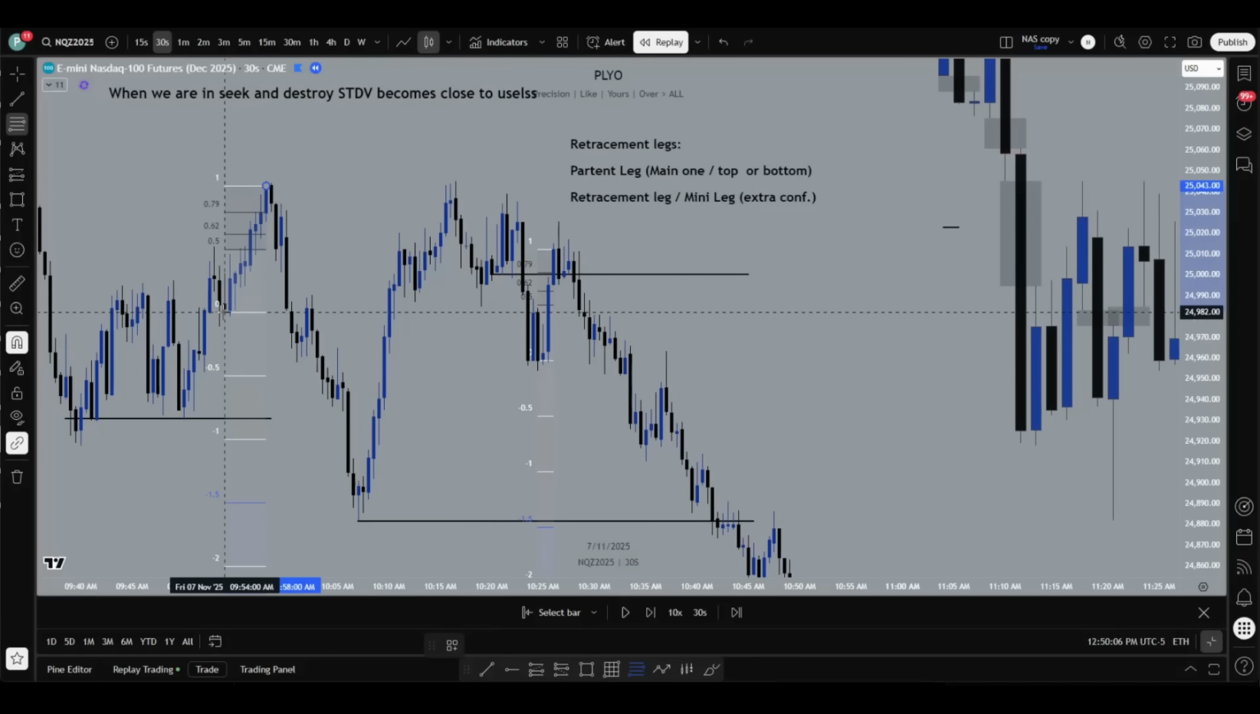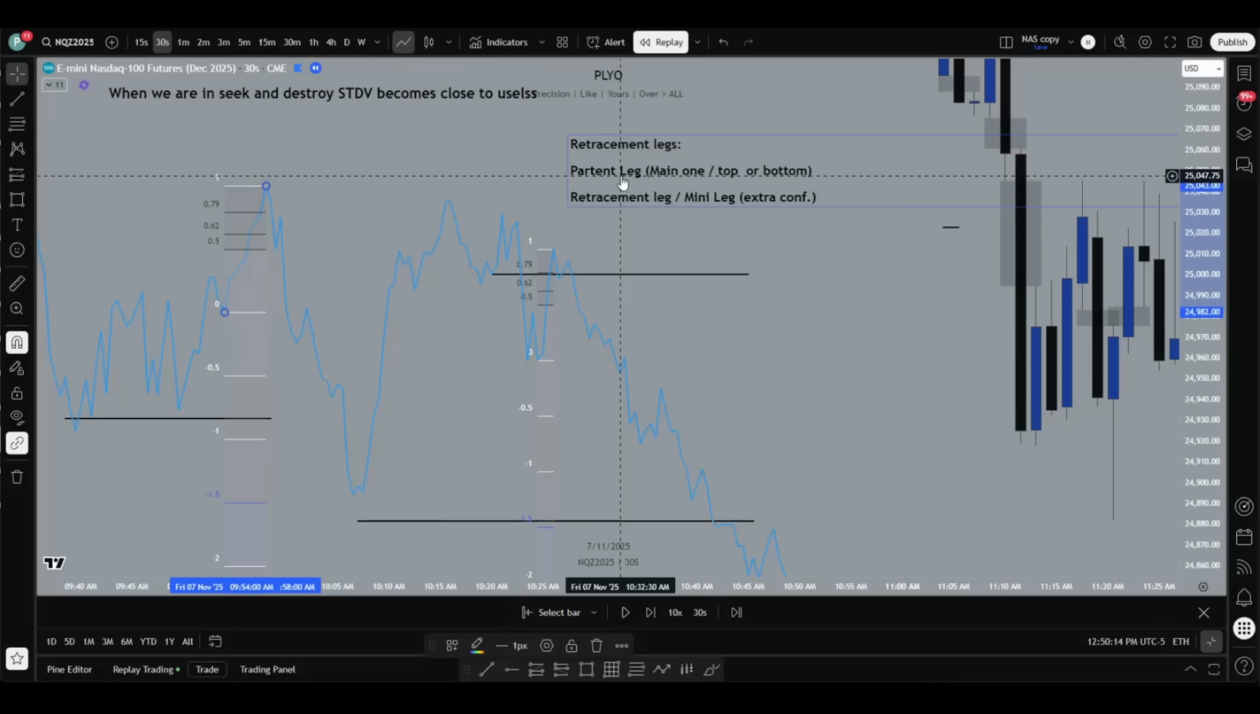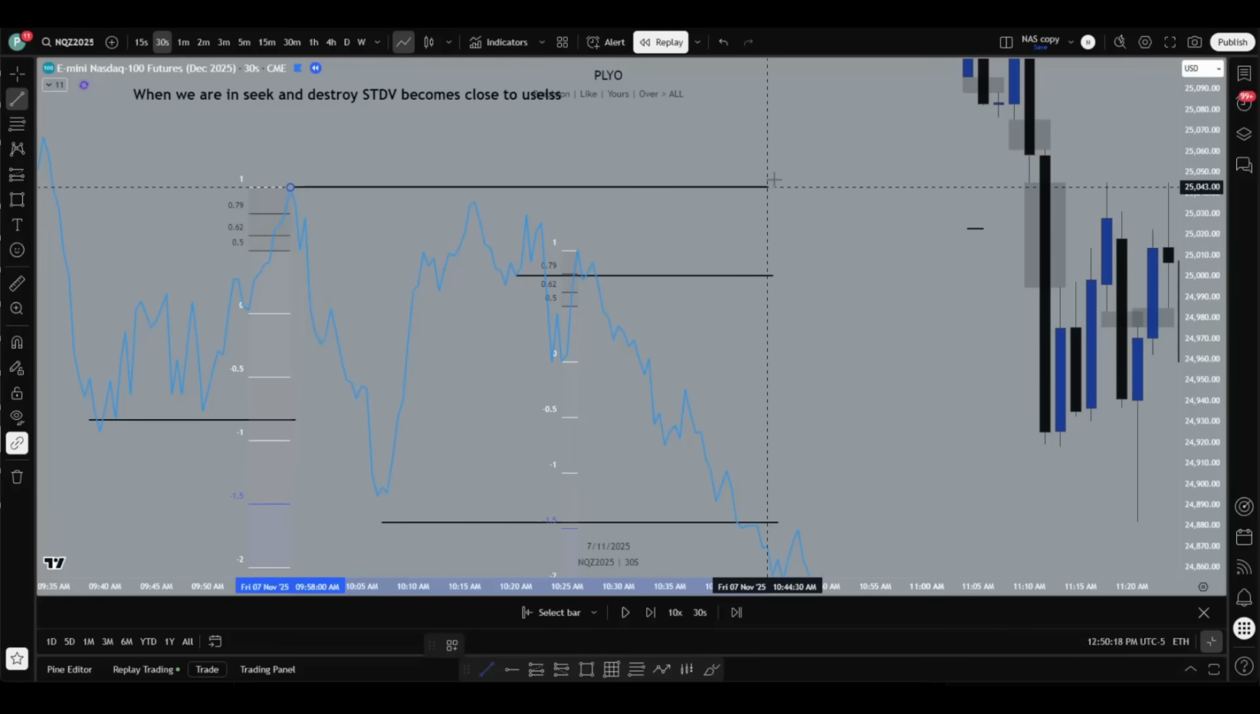Now, you may be wondering, well, Plyo, I thought we swept the high. I thought this one was kind of like invalid. Not exactly. Because if the line chart is the only real thing, look what happens on the line chart. Do we actually hit that high on the line chart? No. Which means we're technically holding the structure.